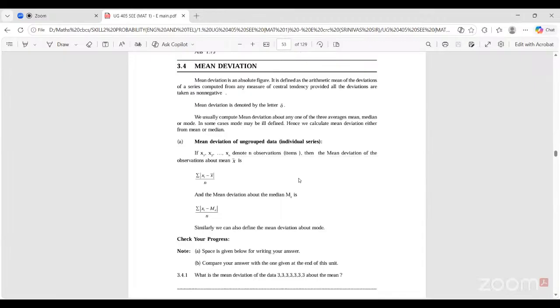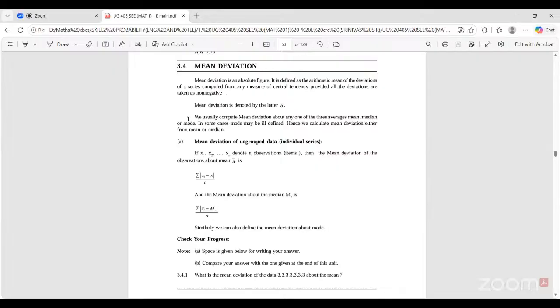What is the basic fundamental of mean deviation? What is the mean deviation? Now quartile deviation is over and range is over. Mean deviation is an absolute figure.